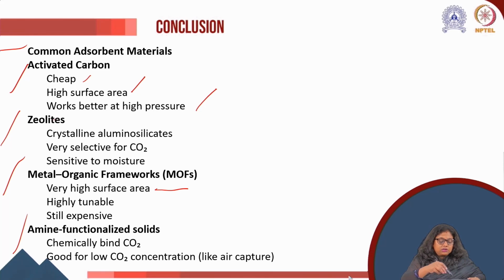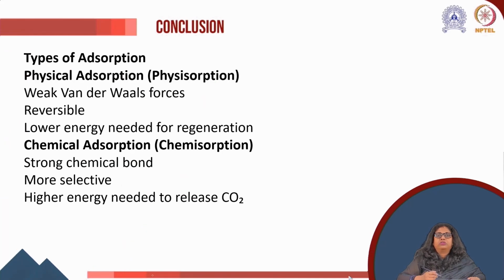Talking about the characteristics of zeolite, it is a crystalline aluminosilicate. It is very selective for CO2 and sensitive to moisture. Metal organic framework, or MOF, has very high surface area, is highly tunable, but still expensive. Talking about the amine functionalized solid, it chemically binds CO2, so it is used for chemisorption, and is good for low concentration like air capture.